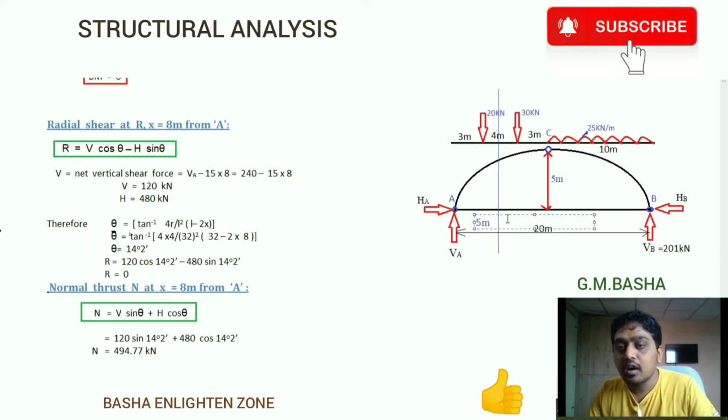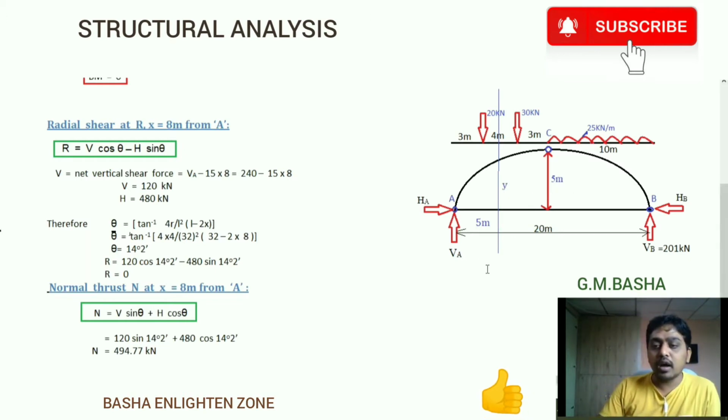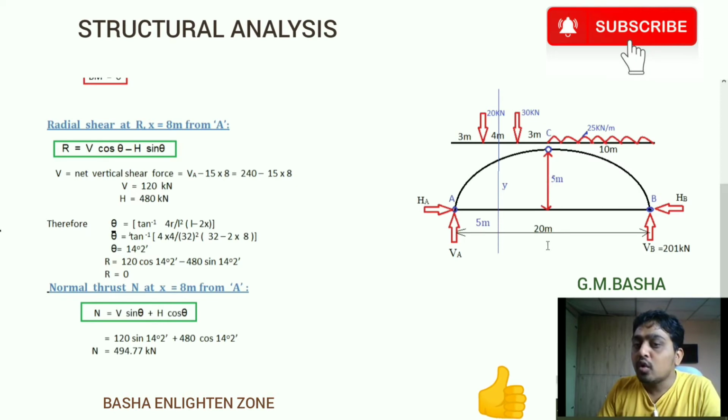what is the formula for finding this y? It will be the same formula: y equal to 4r by L square x into L minus x. There will be only one formula, 4r by L square x into L minus x. In this case, there will be only one rise, that is the reason you are taking 5 meters. And L will be equal to the total length of the span, from A to B, equal to 20 meters. And what is the x value? x value equal to 5 meters, which is given according to the question.